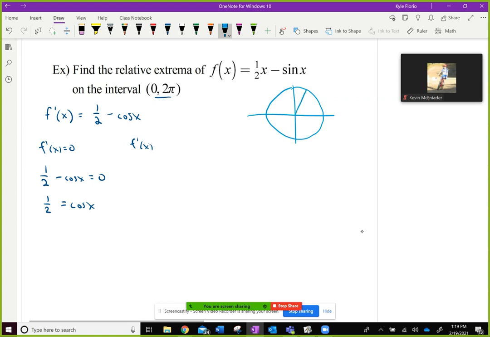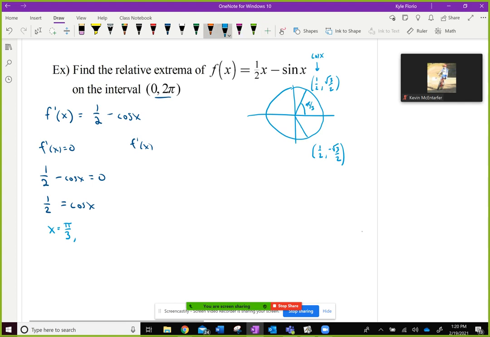This angle, pi over 6, is root 3 over 2, 1/2. And remember, cosine is the x coordinate. So this angle right here, which is pi over 3, if I take the cosine of pi over 3, that's when I get 1/2. So I get x equals pi over 3. There's another place on the unit circle where x is 1/2, and that's down here, because this would be the point 1/2, negative square root of 3 over 2.